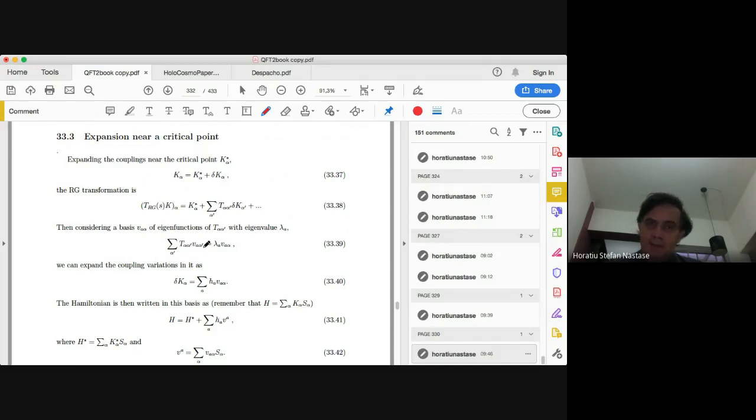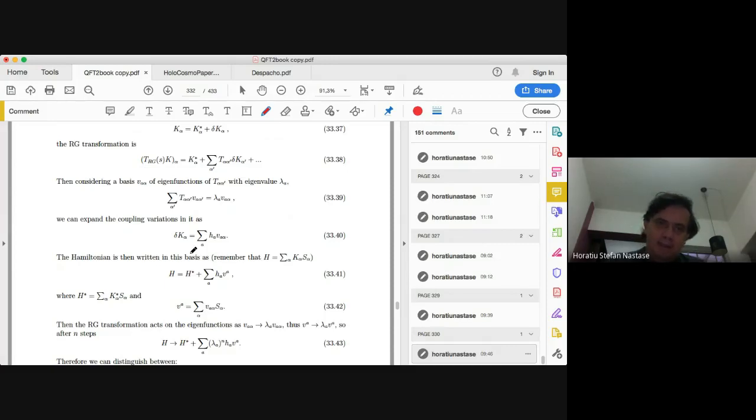Then let's consider, so this is a matrix now. Let's consider this matrix, a basis of eigenfunctions with eigenvalue lambda alpha. So T alpha prime, T alpha, v a alpha prime, somewhere alpha prime, is lambda a v a alpha, right? That's the eigenvalue eigenfunction problem for the matrix T.